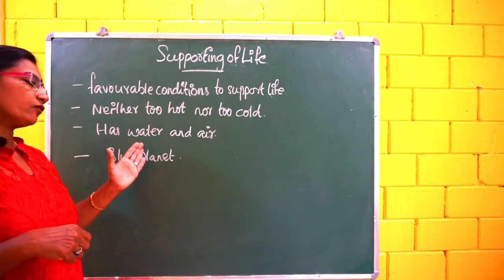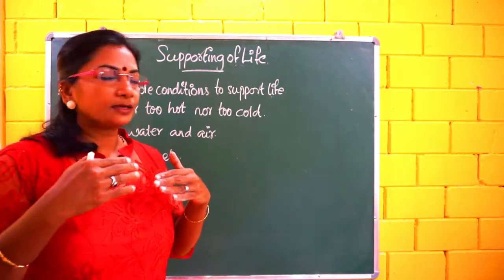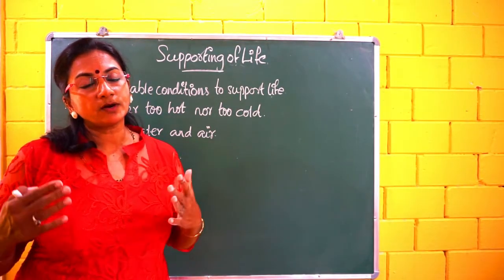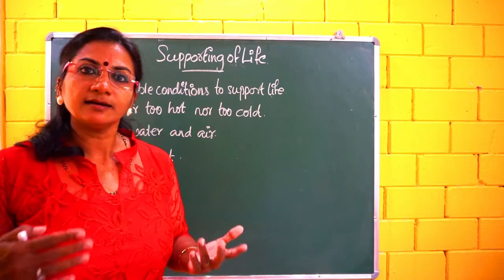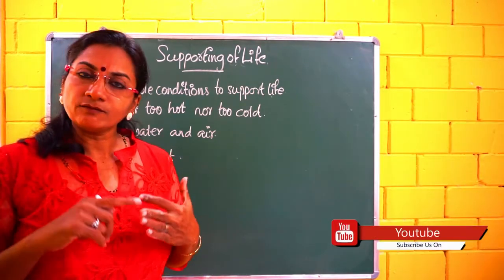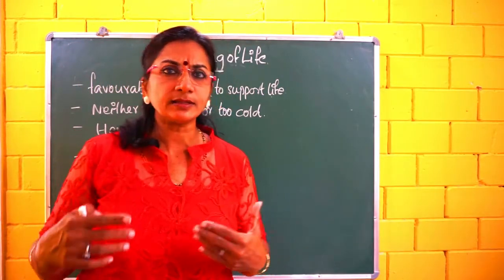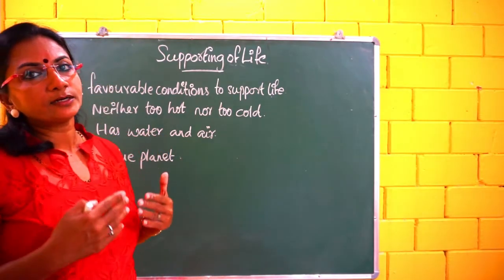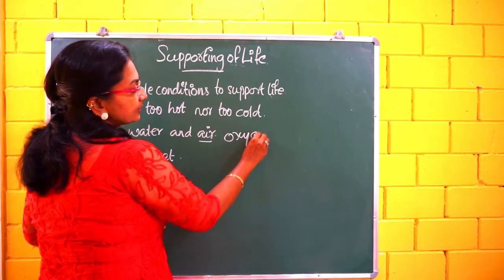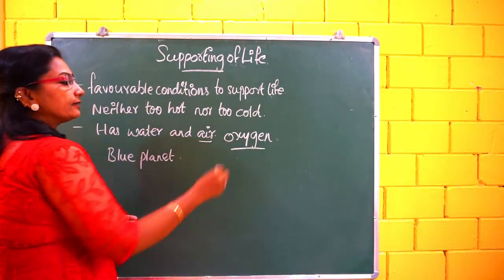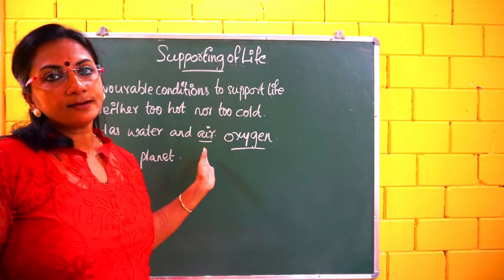And next, take water and air. There are water and air on our earth. Without water, how can we live? Without air, how can we live? So both the things are there on our earth. We need water for drinking, for washing, for bathing. For all purposes, the water is there on our earth. And the air is also there. Air means oxygen is there. That is why it helps us to breathe. Without breathing we can't live, no? That is why life is supported on the earth, because oxygen and water are there.